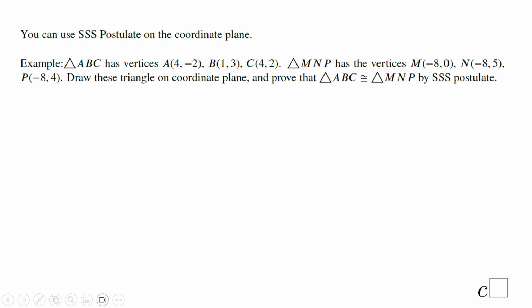You can use, I said here, the SSS postulate on the coordinate plane. We have these triangles and we get the vertices. So you may want to grab some graph paper and plot these vertices. It helps. And then we have the triangle MNP. We have also the vertices right here. So plot these points. I think it's good to do it. Draw this triangle on the coordinate plane and prove that these two triangles are congruent by the SSS postulate. I did it right here.